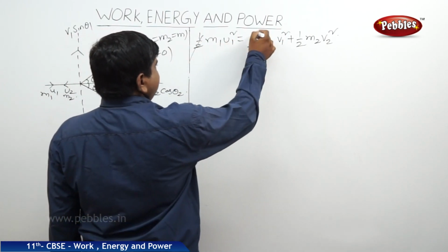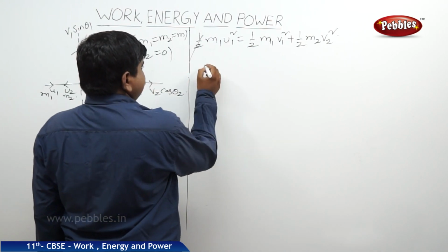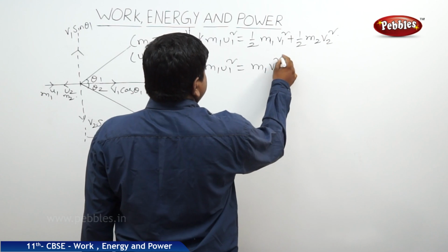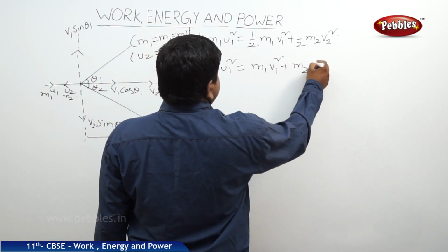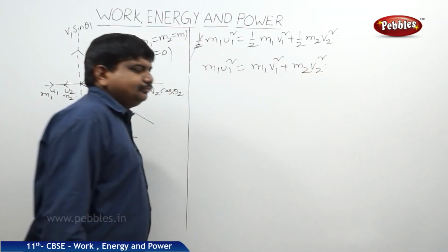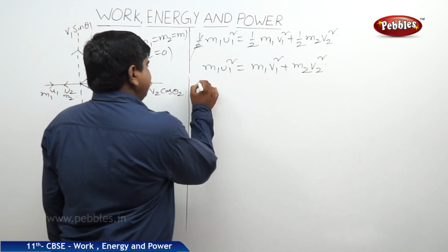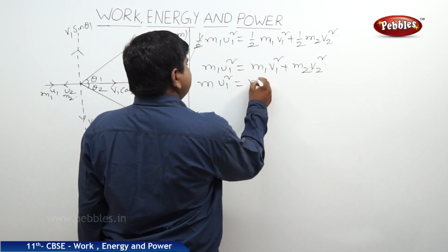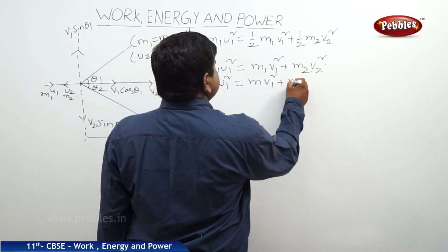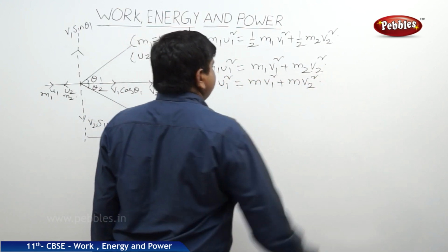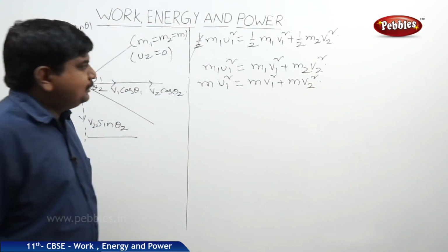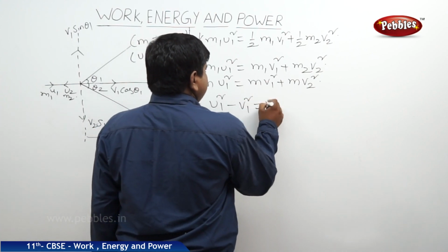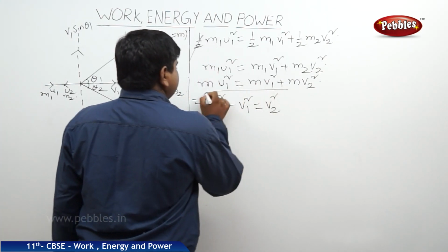So half gets cancelled. So m1 u1 square is equal to m1 v1 square plus m2 v2 square. All are m only, because m1 is equal to m2 is equal to m. Therefore m u1 square is equal to m v1 square plus m v2 square. So we can write u1 square minus v1 square is equal to v2 square.